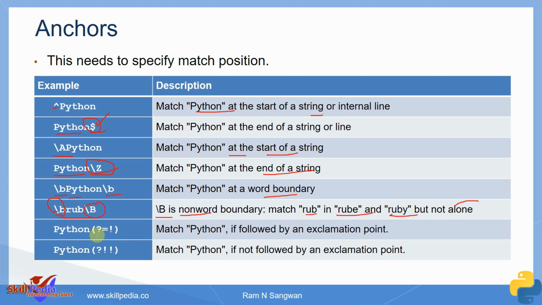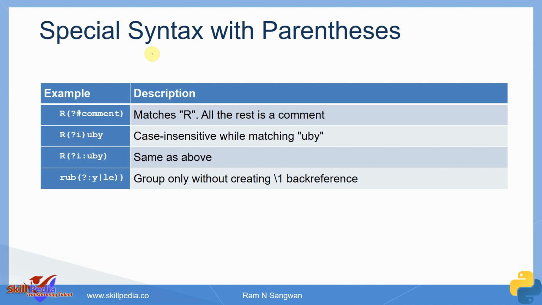Then Python(?=!): match Python if followed by an exclamation mark. Python(?!!): match Python if not followed by an exclamation mark. Then we have special syntax with parentheses. R(?#comment) means match R, and all the rest is a comment. R(?i)uby means case insensitive while matching uby. Then R(?i:uby), same as above. Rub(?:y|le) means group only without creating a \1 backreference. That's all for this session.